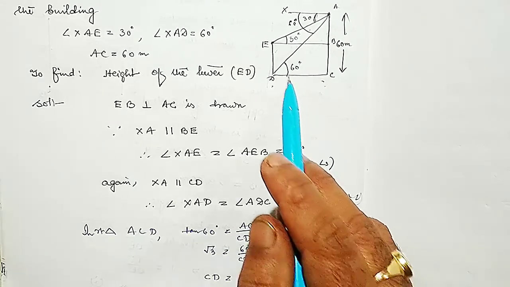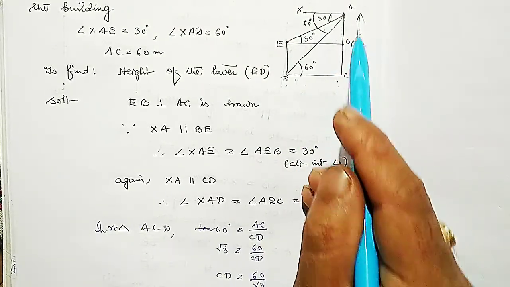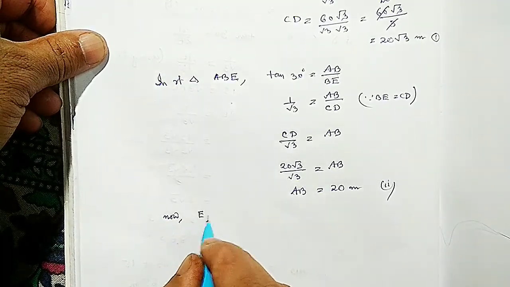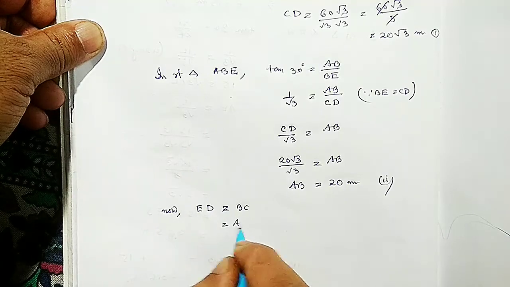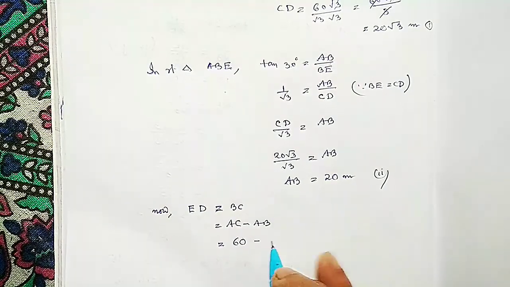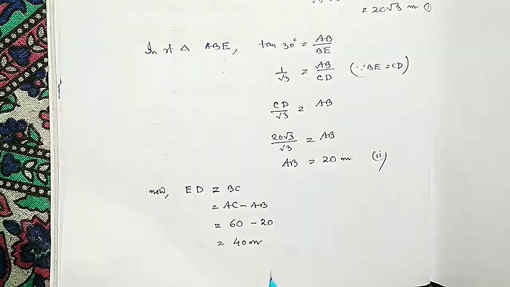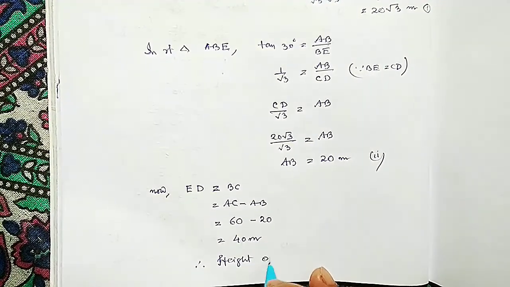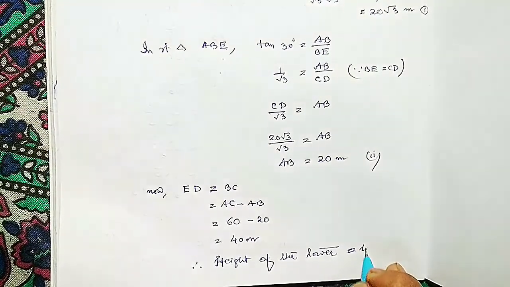Now in this sum we have to calculate this height, that is ED. So ED equals BC and BC equals AC minus AB. As given in the question, AC is 60 and AB we got 20. So it will be 60 minus 20. That means 40 meters. Therefore, we can say the height of the tower is 40 meters.